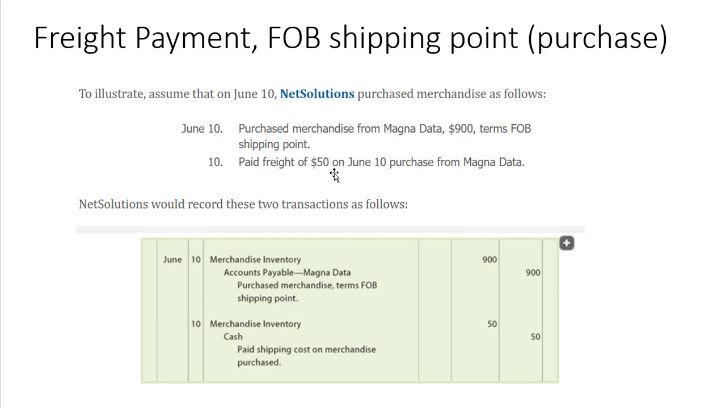Then we pay the freight of $50 on the June 10th purchase. Now this is what's important here. Freight in is an inventoriable cost, so freight in goes in the inventory. Freight out is a selling expense. So when we ship something to a customer and we pay the shipping on it, that is delivery expense. It is not an inventory transaction. But assets are recorded at everything that it costs to get the asset in service and ready for use. So I would debit merchandise inventory and credit cash. Alrighty.